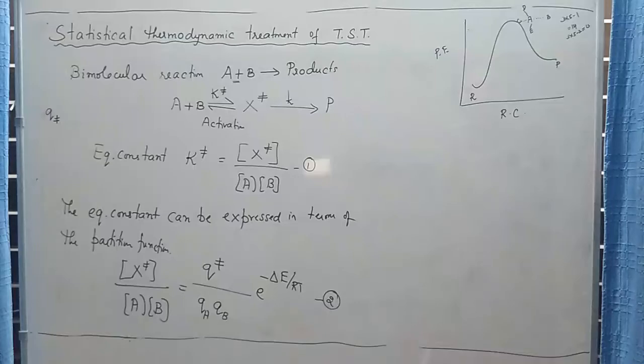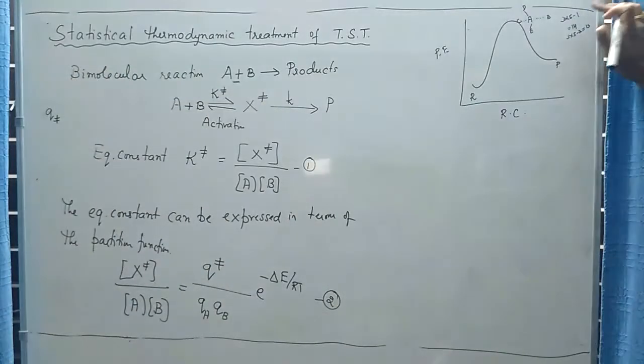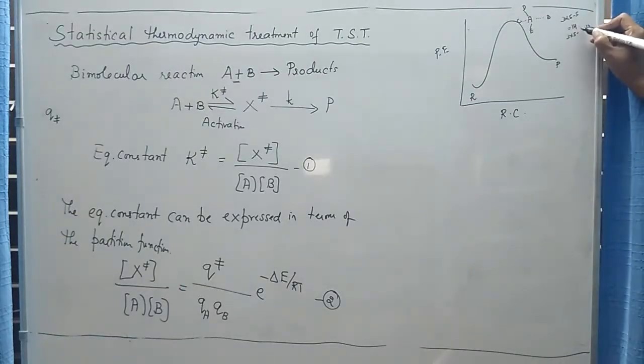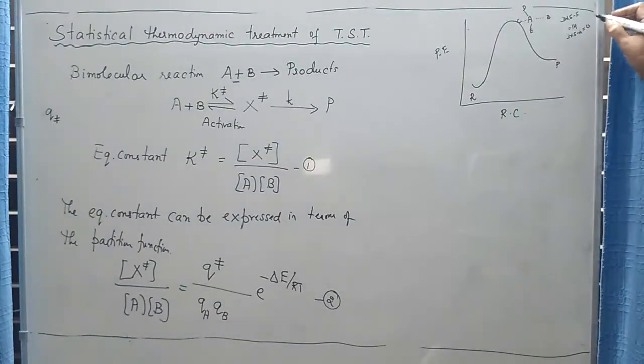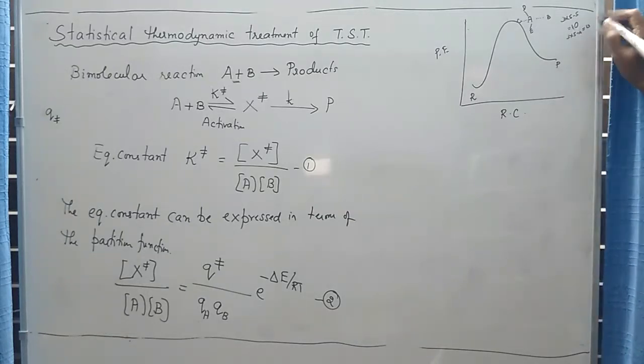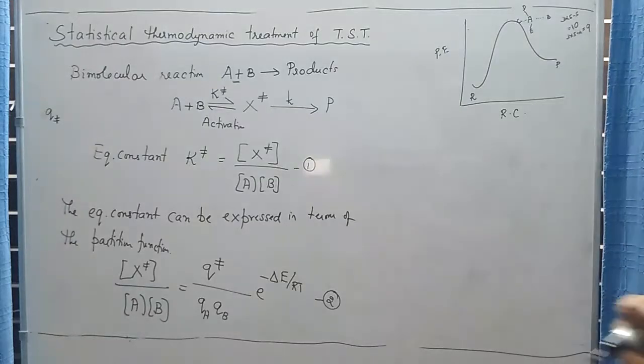I think I made a mistake. It is 3 into n minus 5 or 3 into n minus 6. So it will be 15 minus 5, 10, or 15 minus 6, 9 vibrational degrees of freedom, depending on whether the molecule is linear or non-linear.